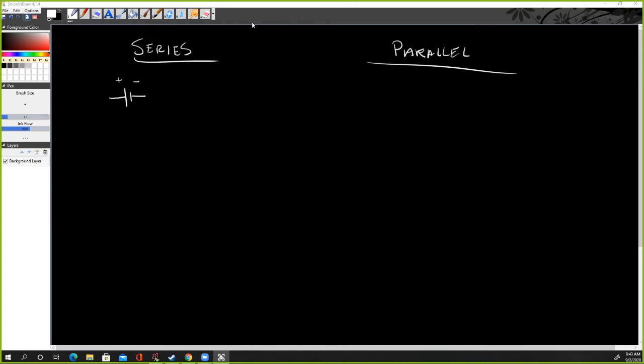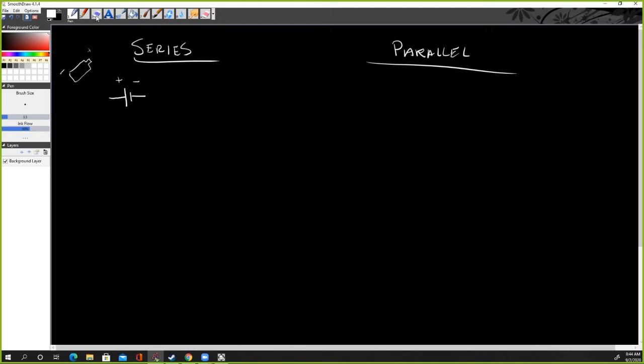So, as you can see, there's two types of circuits, series and parallel. This is how you write a battery right here. The shorter side is negative and the longer side is positive, and that is definitely a battery. A battery might look like this, like a AA battery that goes in a toy or something. And this would be the positive side and that would be the negative side.